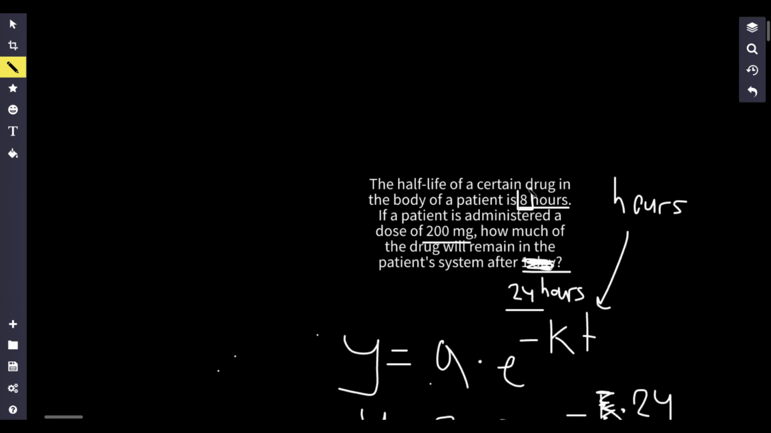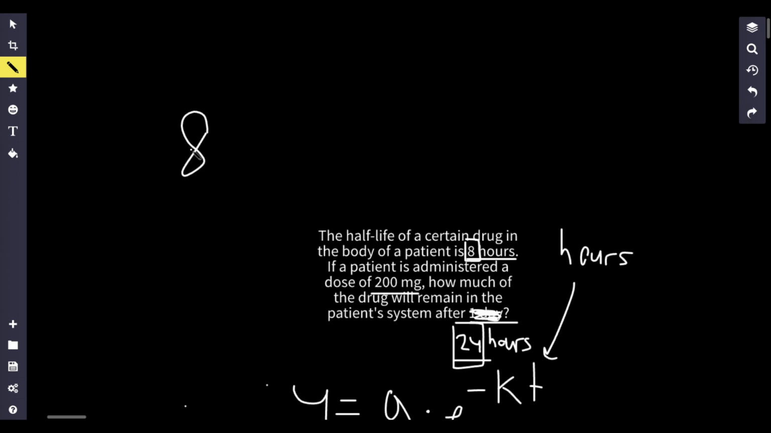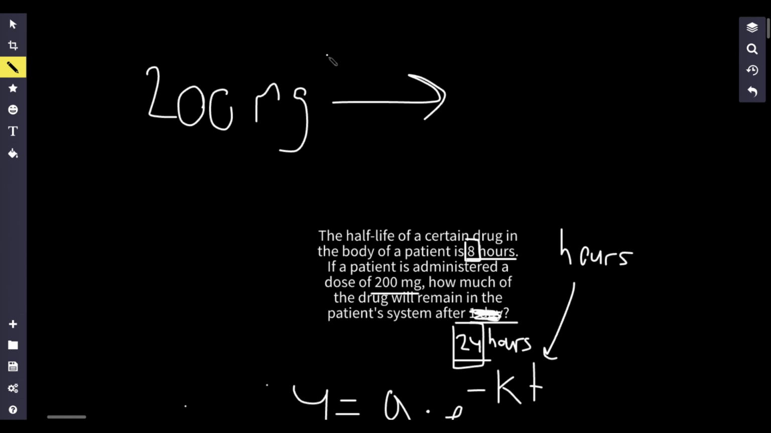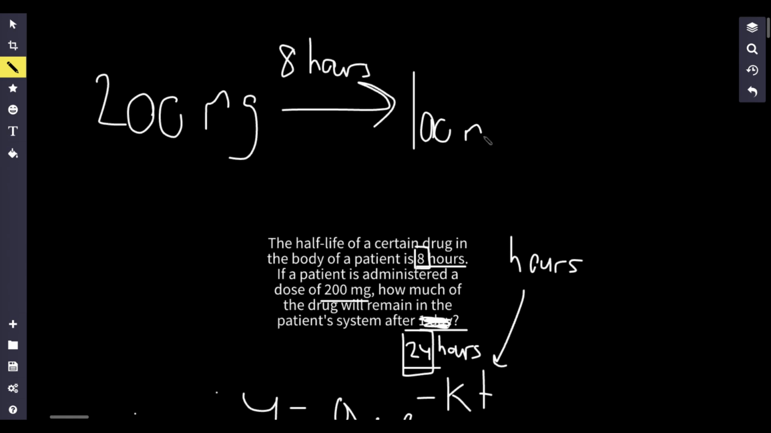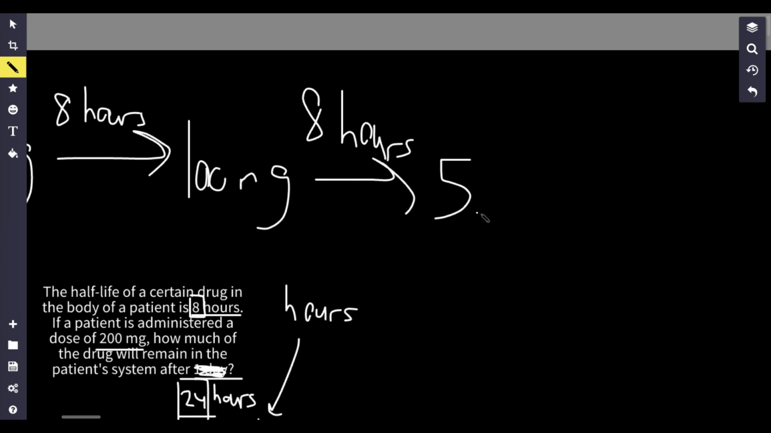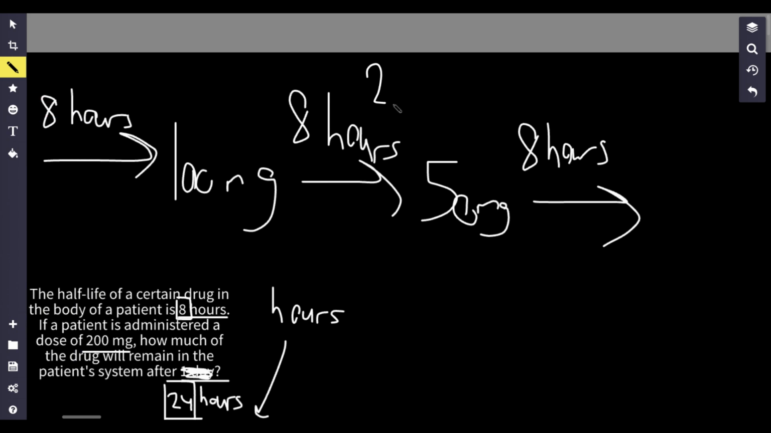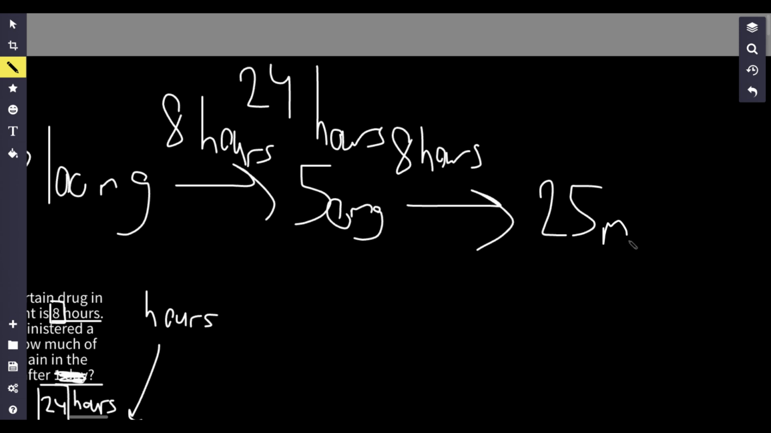Notice how 8 is a factor of 24. So I'm actually going to write this here. If we originally had 200 milligrams, after 1 half-life, which is 8 hours, we're going to get 100 milligrams, right? Because that's half the amount we originally had. Then, after another half-life, which is another 8 hours, so 16 hours in total, we're going to get 50 milligrams, because that's half of 100. And finally, after another 8 hours, so in total, this is 8 plus 8 plus 8, which is 24 hours in total, which is 1 day, we are going to get 25 milligrams.